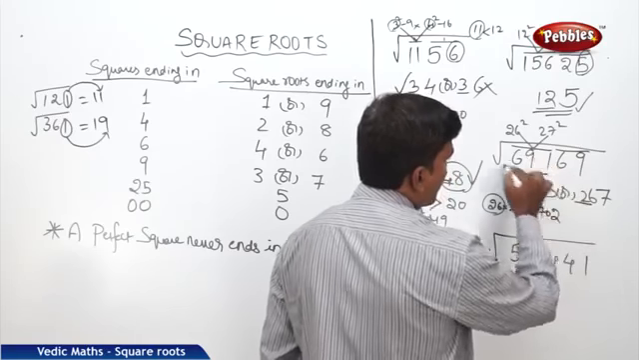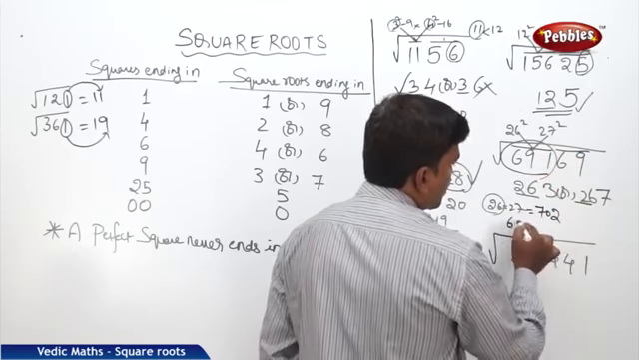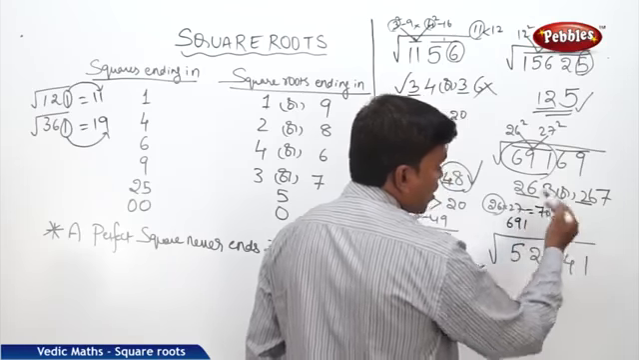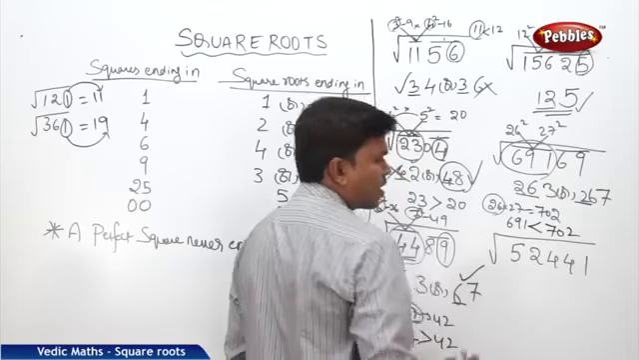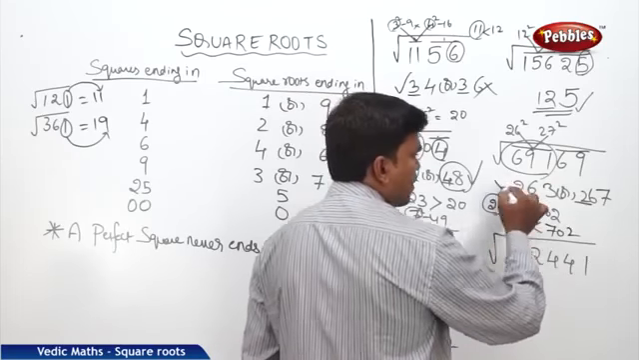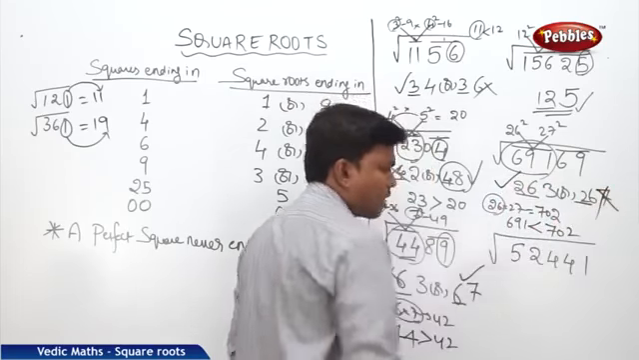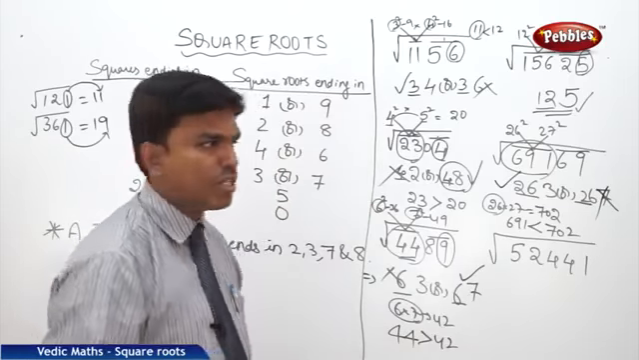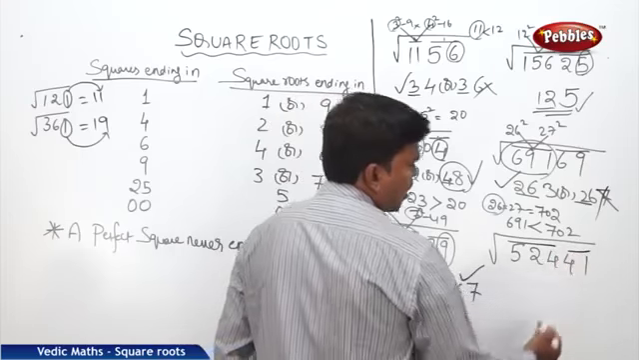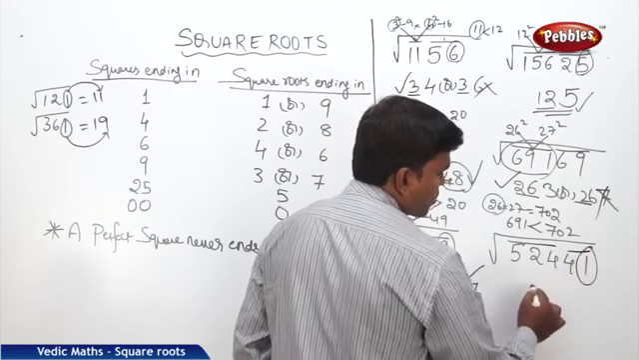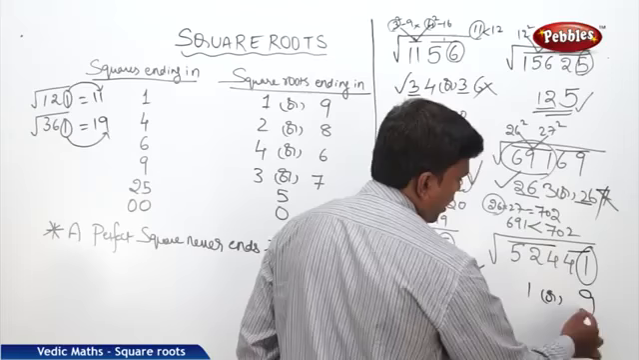Now compare 691 with 702. 691 is less than or greater than 702? It is less than 702. That is less than product. So obviously my answer is lesser one, not the greater one. Got it? Next, similarly, 2 digits and the remaining 3 digits. Last, the square number is ending in 1. So the square root should end in 1 or 9.